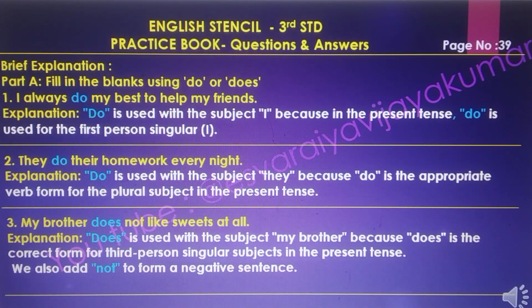The brief explanations. I always do my best to help my friends. Explanation: "do" is used with the subject "I" in the present tense. Do is used for the first person singular, I.